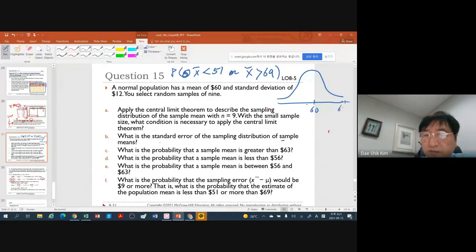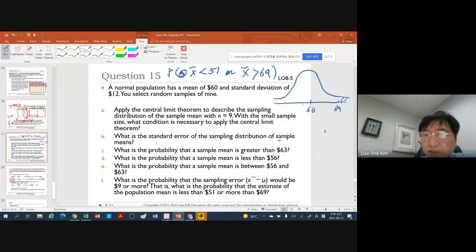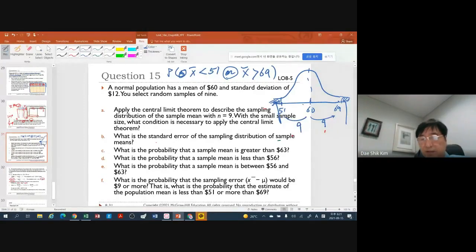69 is here. What is this percentage? Plus 51. Okay? Or means we need to calculate this and this. Using symmetry, the difference is 9, the difference is 9. The sampling error would be 9 or more, X bar bigger than 69.